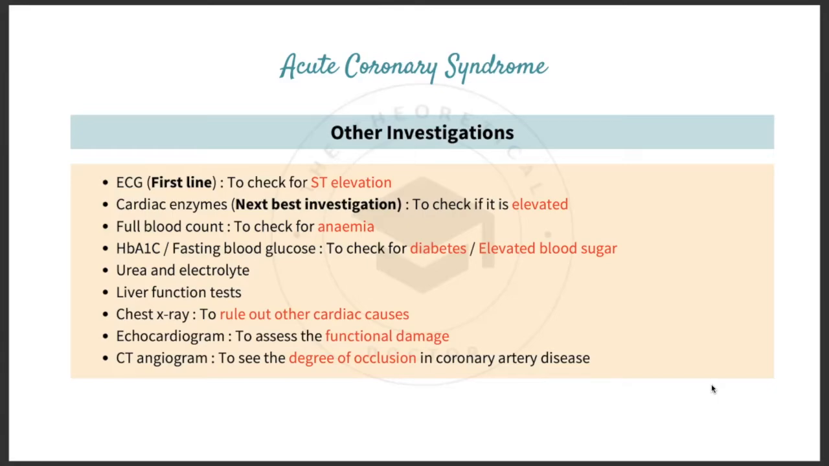Chest x-ray to rule out other cardiac causes. Echocardiogram to assess the functional damage. Because echocardiogram is basically an echo of the heart. You can see the heart structures when you do an echocardiogram. Sorry, it's like an ultrasound of the heart. So you can see which part is actually damaged, which may occur with myocardial infarction. And a CT angiogram to see the degree of occlusion in coronary artery disease.